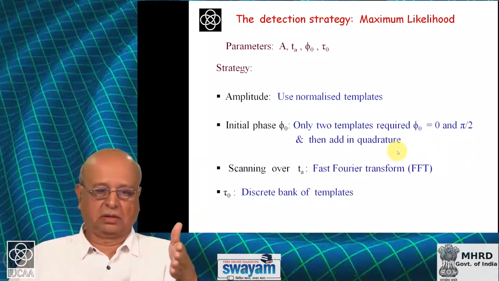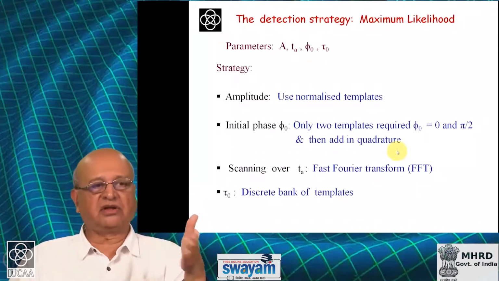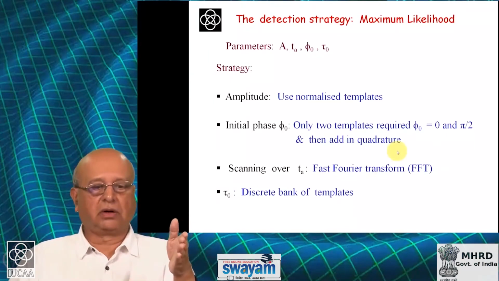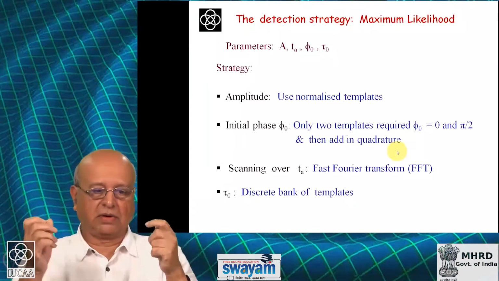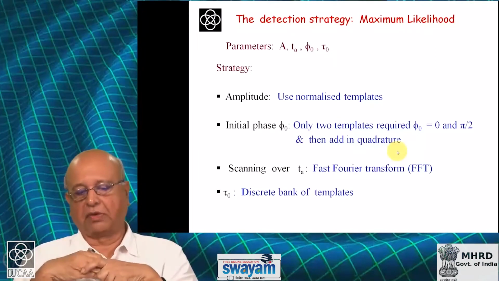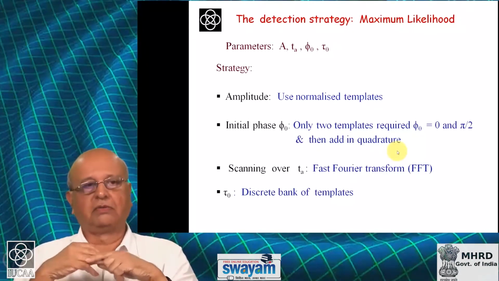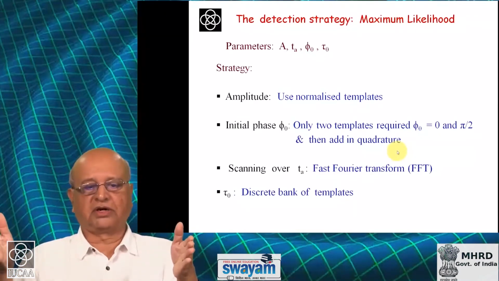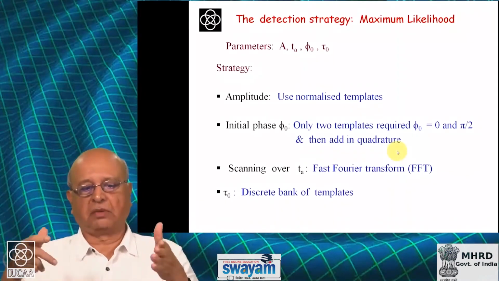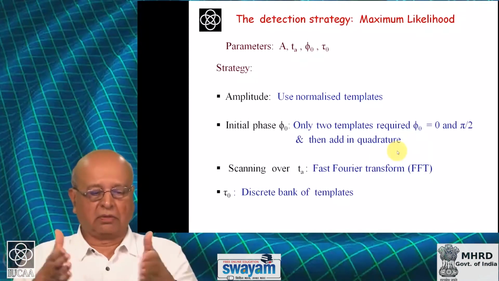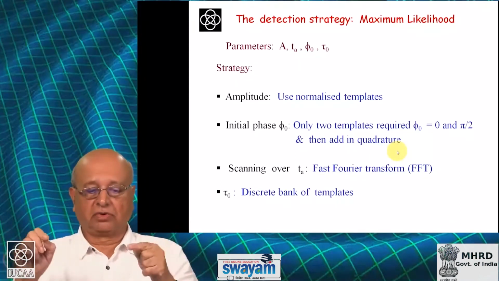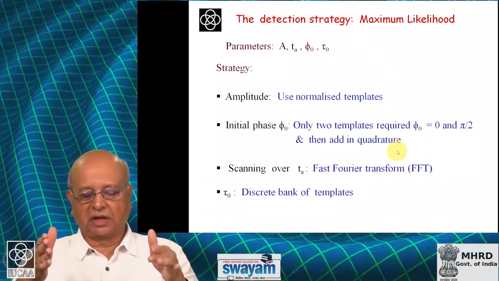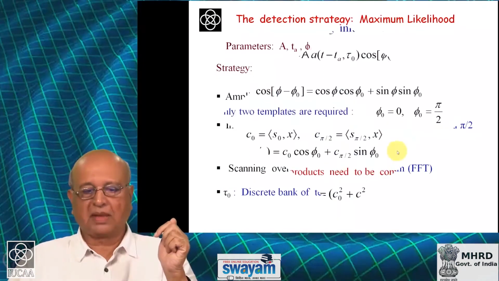But for tau naught, this is the dynamical parameter or the mass here. For that you need a discrete bank of templates. You cannot do this in any other way. We do not know any quick way of searching over this. So, what we do is we densely pack the parameter space with templates. Suppose you are searching in a mass range from 1 solar mass to 30 solar masses, the tau naught will range in a certain range. So, in this range you have to make templates in a certain way. I will show you how this is done.